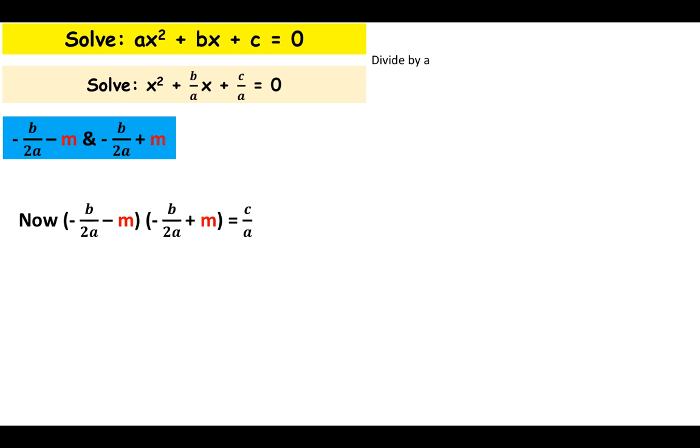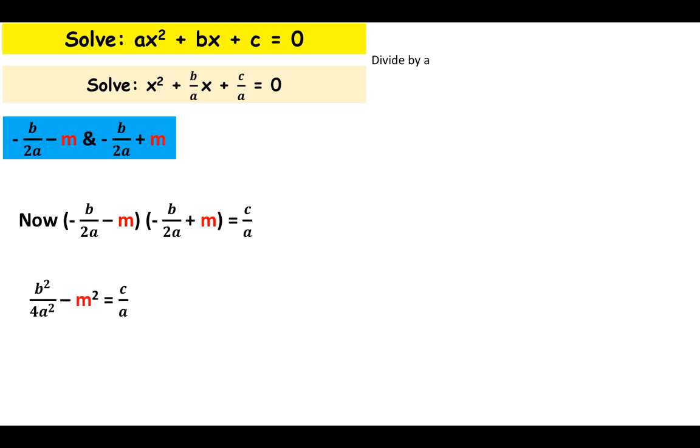So, first step, we need to find two numbers. We only need to know m, the m that works, and when we multiply them, we get c over a. Nothing's changed. The problem is the same. Off you go.